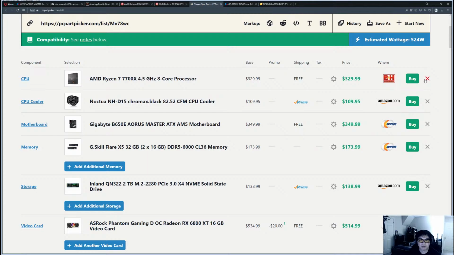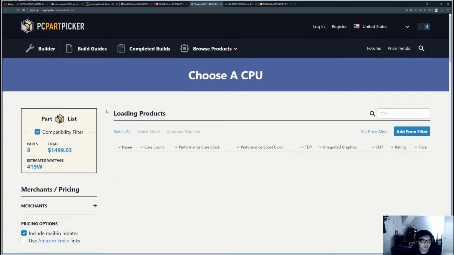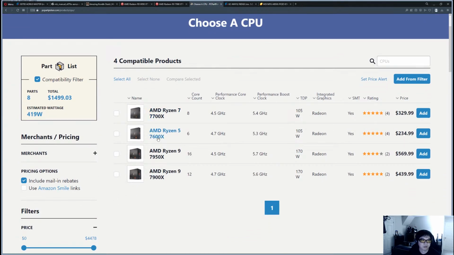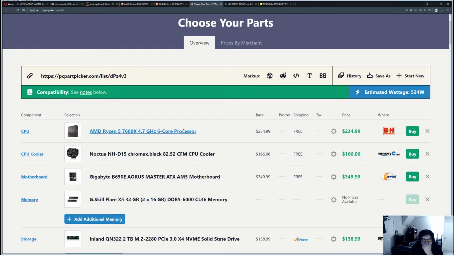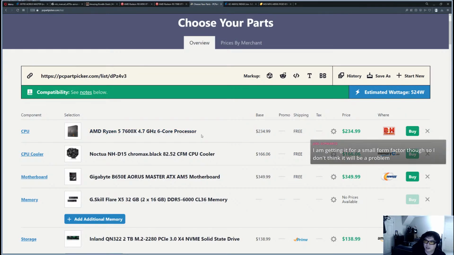I would probably go with, well, let's remove this. I don't know the budget, but I would say this one: $235 for a processor that can basically do what you want. You want to play games. This thing beats the 12900K in gaming. Not in every game, but it's pretty much the same performance, and it's way cheaper, like half the price.